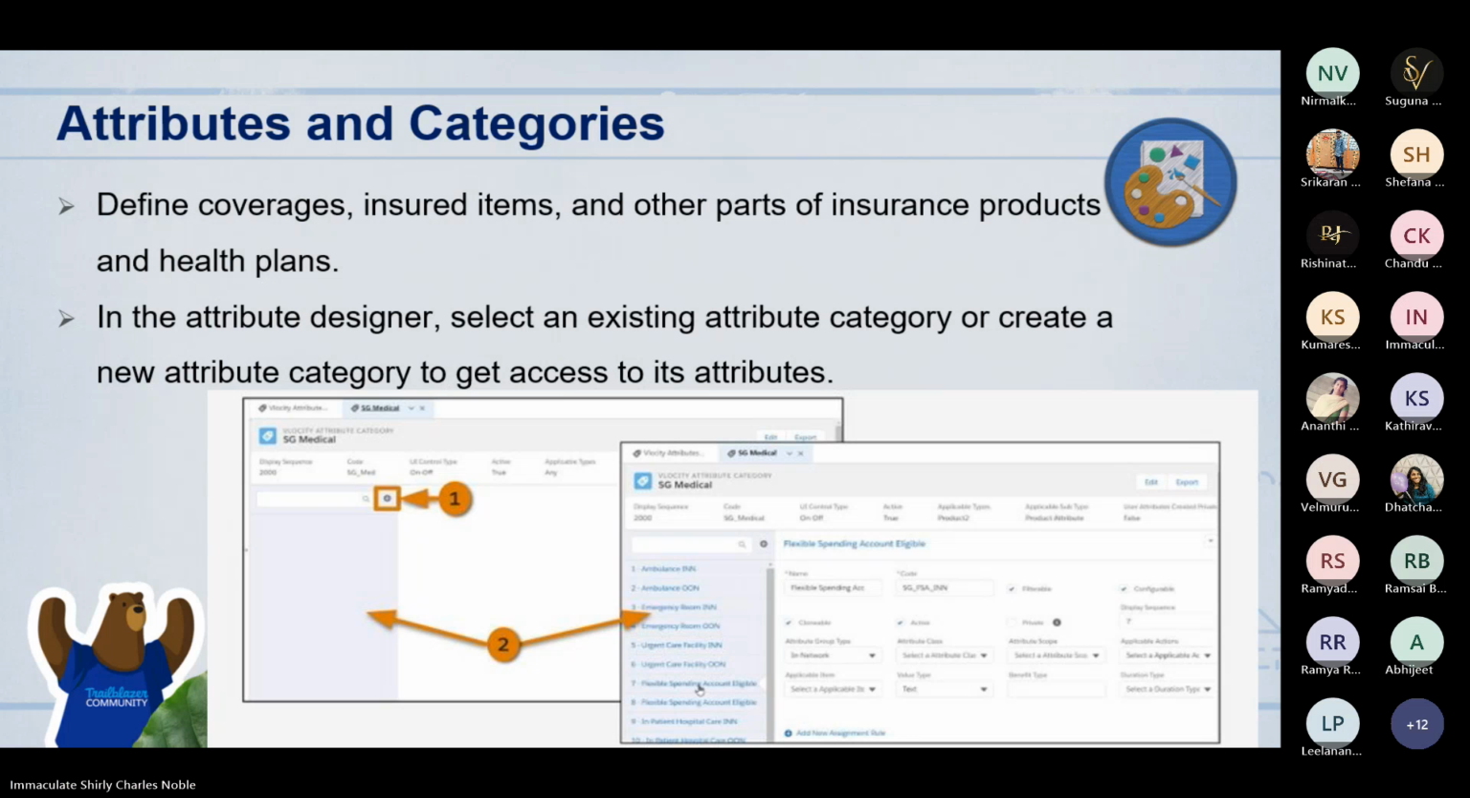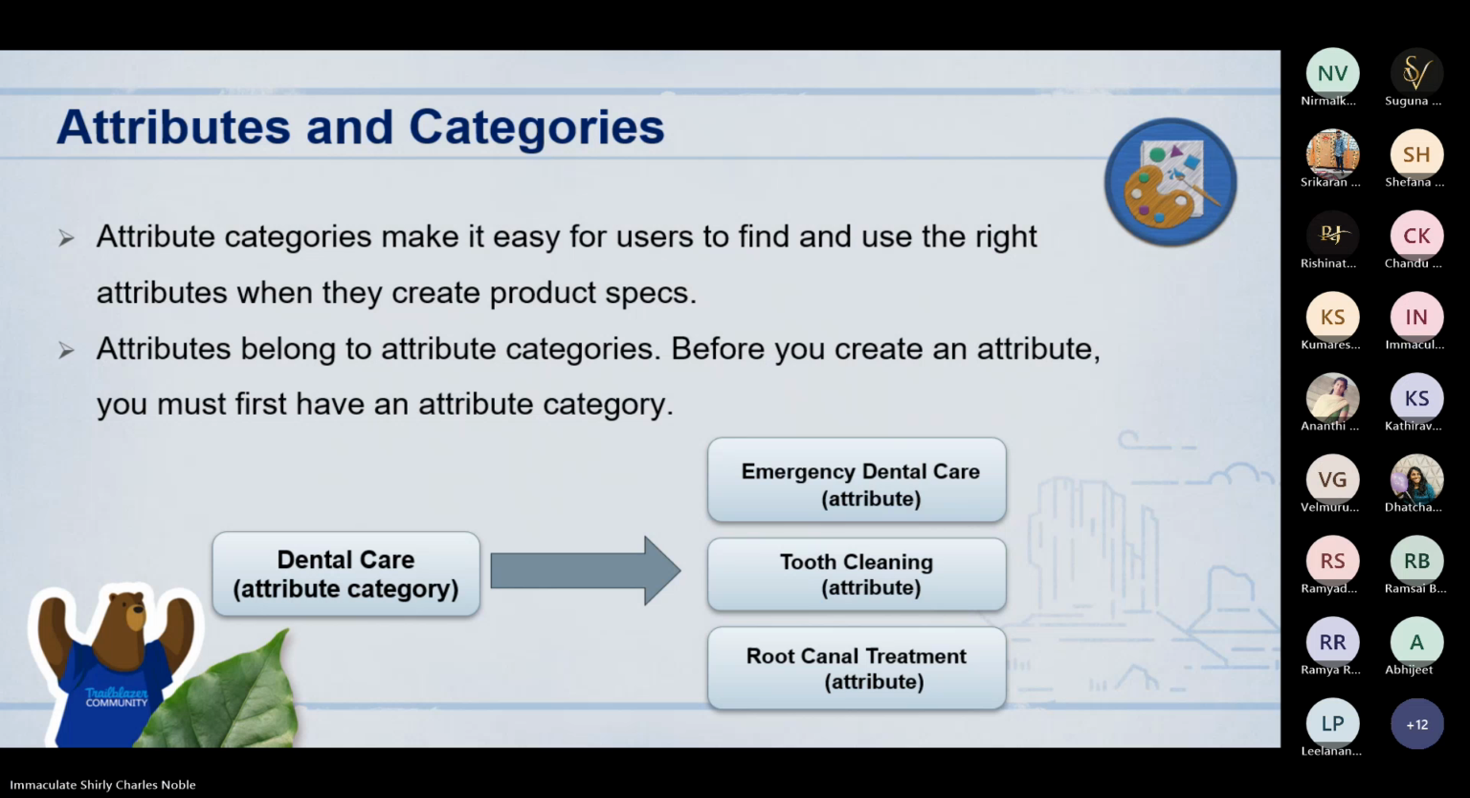Okay. The next one is attributes and categories. Attributes define the coverage, insurance items, and other parts of insurance products and plans. Basically, when you view the attribute designer page, you can see many existing categories. For example, dental, vision, general medicine, and so on. So either you can choose the existing one, or you can also create new attributes and categories. Let's see an example in our next slide.